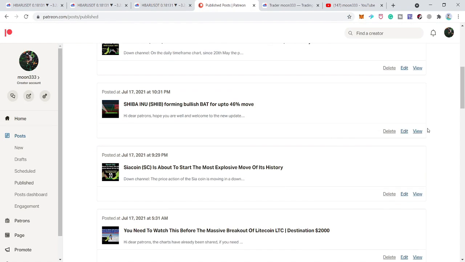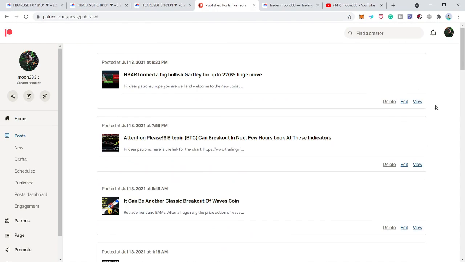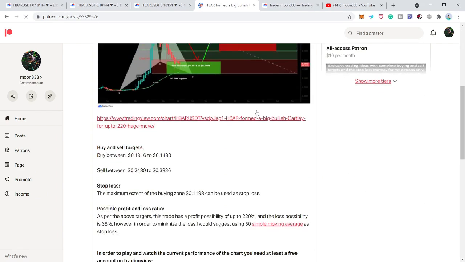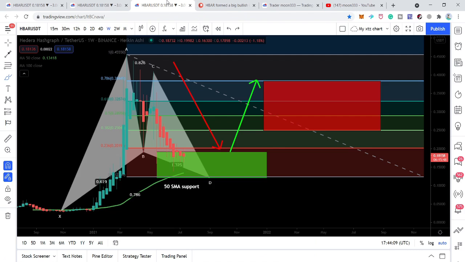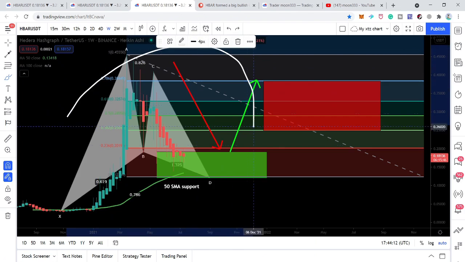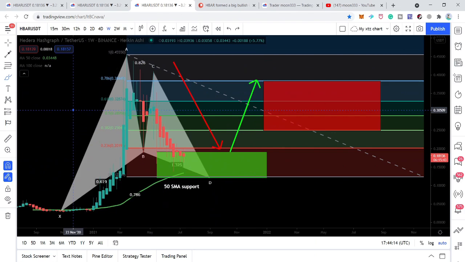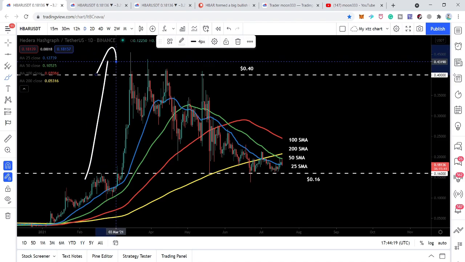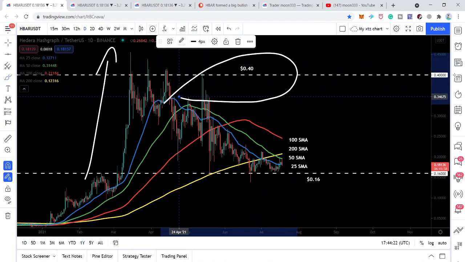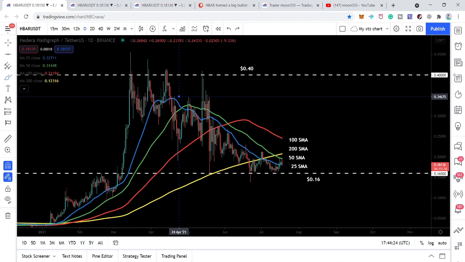Then I have shared the targets here at the Patreon, and let me just show you the targets. The buying range starts from 19 cents to 12 cents, and the sell targets can be from 25 cents to 38.36 cents. However, after such a big bullish reversal, we can expect that it can even move more up to break out this final resistance as per the Binance exchange, this 40 cents final resistance level, and it can start a very big bullish mega bull run.